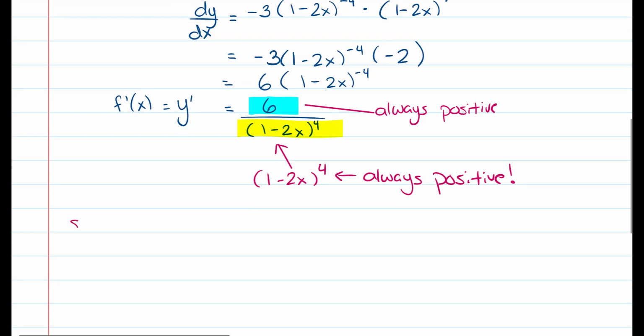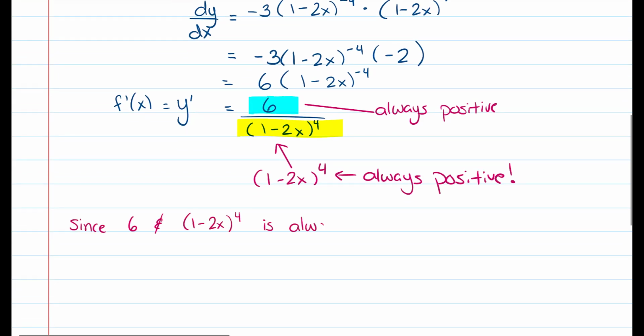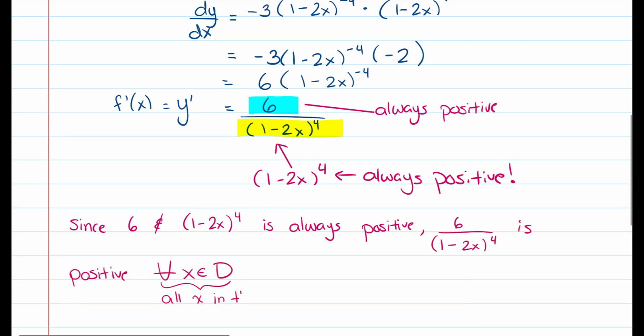So since the numerator is always positive and the denominator is always positive, 6 divided by 1 minus 2x to the 4th is always positive for all x in the domain. So that big fancy writing here just translates to for all x in the domain.